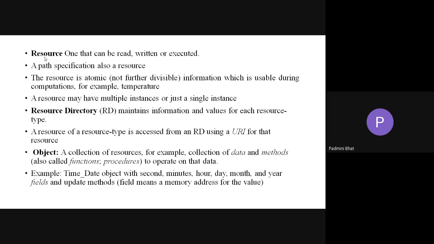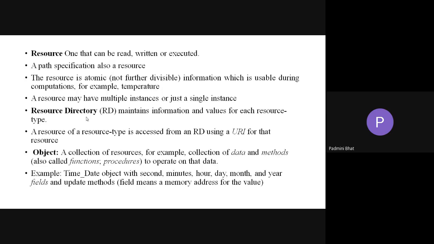Whatever I said is the resource which everybody thinks of. But a resource can also be a path specification. That is also a resource. It just leads to a path to the resource, and that is also considered a resource. The resource is atomic, that means it is not further divisible information which is usable during computations. A resource may have multiple instances or just a single instance. That depends on what type of resource you are using.